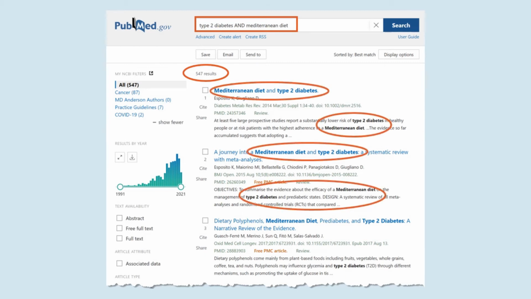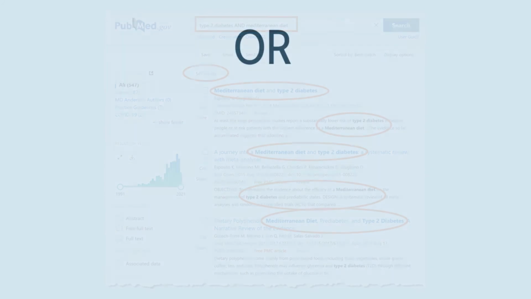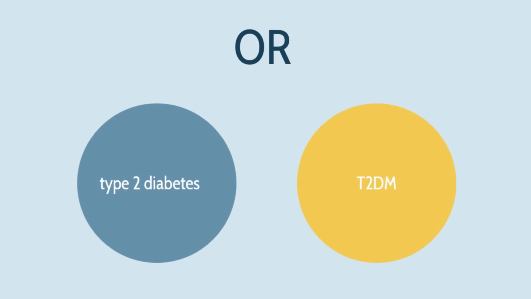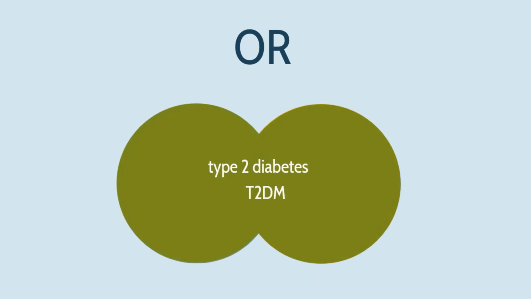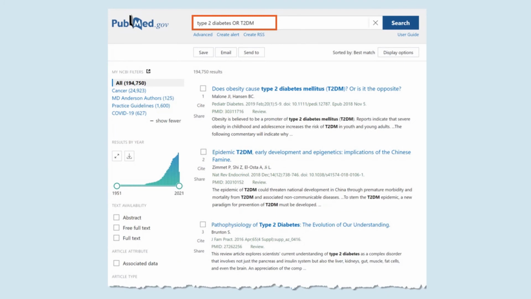Notice that there are only 547 results retrieved for this topic, and that both concepts are found in each record. The Boolean OR is used between terms in the same concept. For example, type 2 diabetes OR T2DM. The Boolean OR tells the database to retrieve records that have any of the terms in the search string, so it expands your search and increases the number of search results. In this example, you're searching for type 2 diabetes or the initials T2DM. Notice there are nearly 200,000 results using just these two keywords. Also notice that the search results contain either term or both.